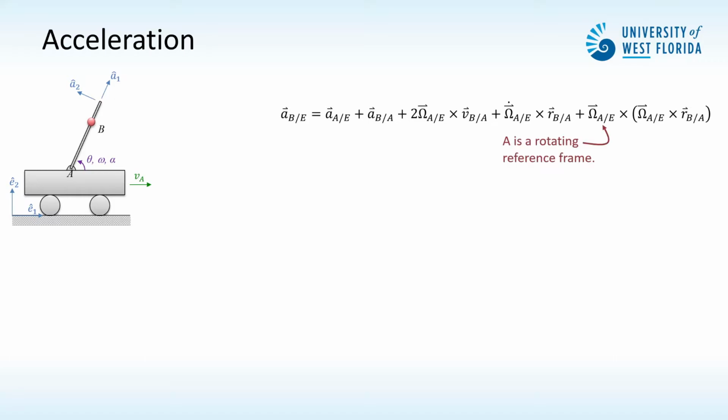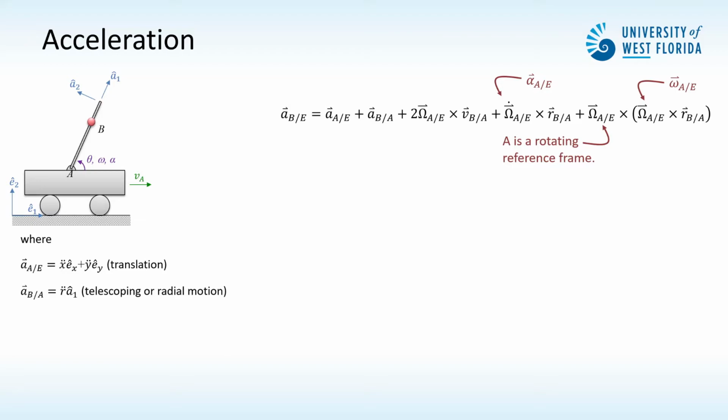Here again, A refers to a rotating reference frame. Capital omega is the angular velocity of the rotating reference frame with respect to the inertial frame, and omega dot is the angular acceleration of the rotating reference frame. In this case, the acceleration of A with respect to E refers to the linear acceleration of point A as seen from reference frame E. The acceleration of B with respect to A refers to the linear acceleration related to the telescoping motion.